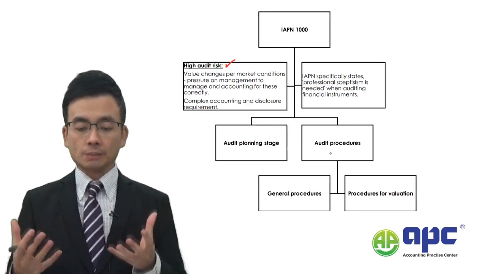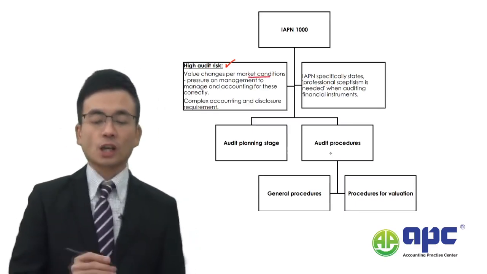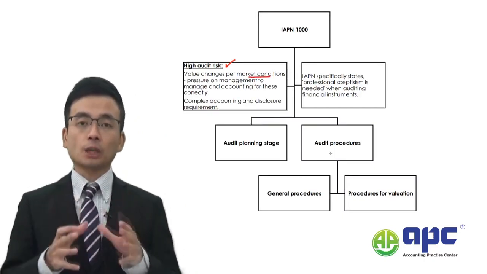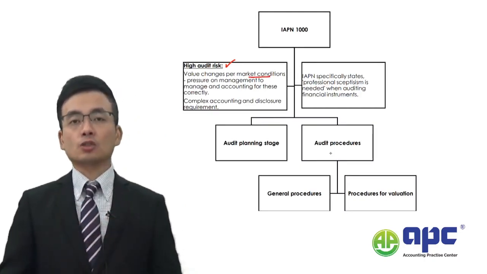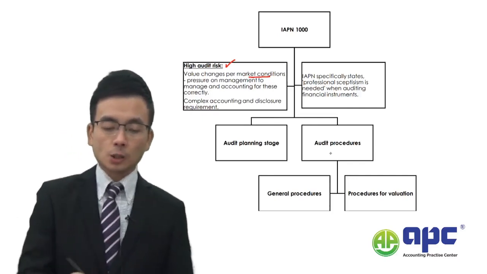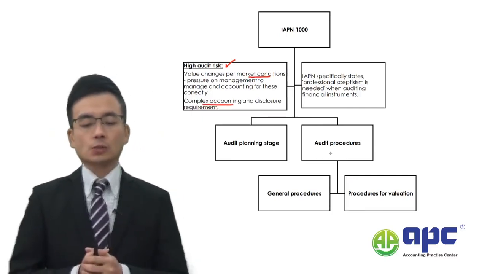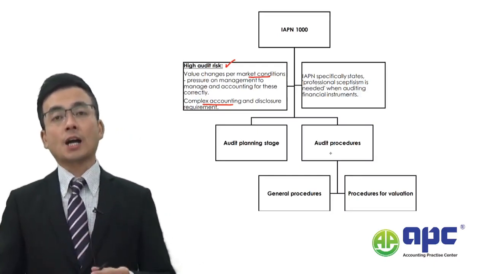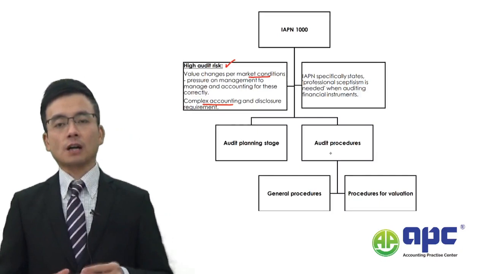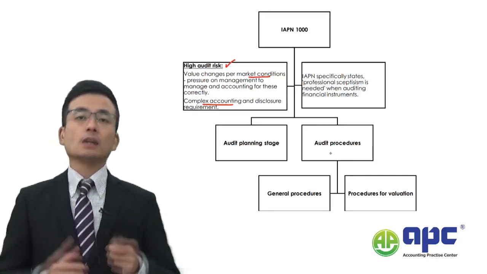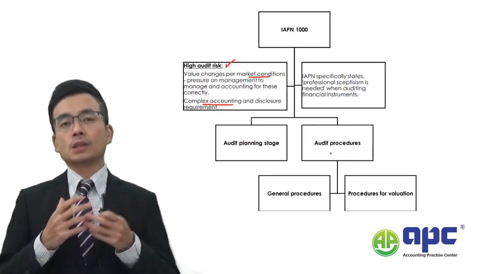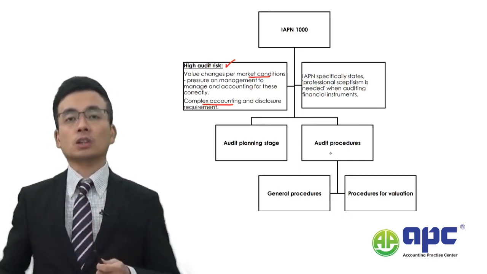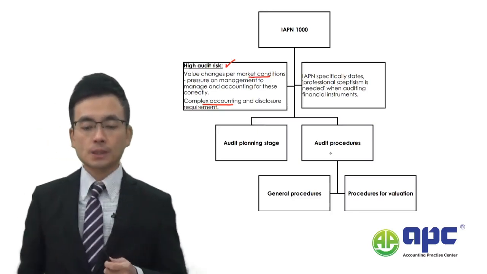Why this would be the case is because market conditions will change, and therefore the value of the financial instrument will change, putting pressure on management to make the profit figure look better. And there will be very complicated accounting as well as disclosure requirements. The disclosure requirements will be according to IFRS 7, Financial Instruments: Disclosures, in terms of the significance of the risk, and also for the qualitative and quantitative part as well.